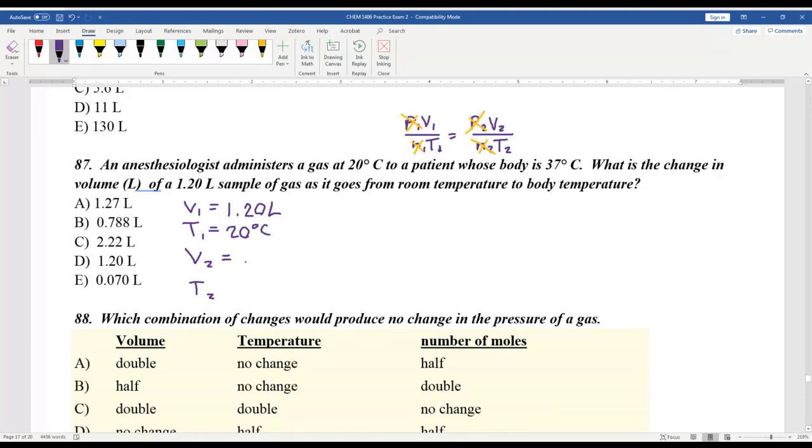And what about the volume? The final volume is what I'm looking for, actually. And what is the final temperature? 37. Yep, body temperature. Now here's the thing. I can't actually use Celsius for any of these gas laws. I'm going to have to convert each of these Celsius temperatures to what? Kelvin. So that means I'm going to have to add 273. And so 37 plus 273 gives me 310, and 20 plus 273 gives me 293.